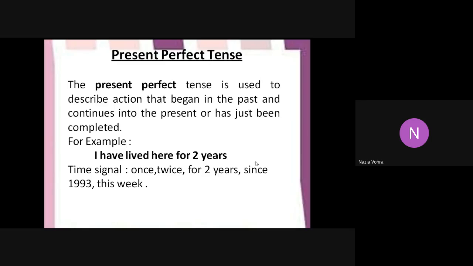See, so I have lived here for 2 years. So time signals: once, twice, for 2 years, since this week. All these are your time signals. But at the same time, see, I have lived here. Have is there. Did I say have plus the third form?